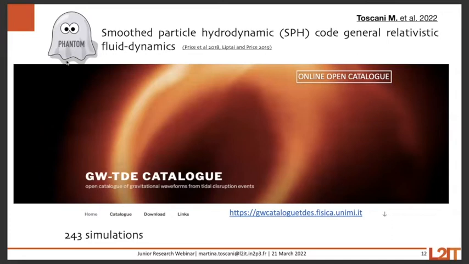So I put this algorithm in Phantom and started to perform simulations to explore the different parts of the parameter space that describe tidal disruption events, to see how changing different parameters can affect the gravitational wave signal from these sources. In particular, so far, I simulated 243 tidal disruption events, and I studied the signal resulting from these simulations. All these results are collected in an online open catalog that you can find on this website. And the idea is to continue to update this catalog through the years.